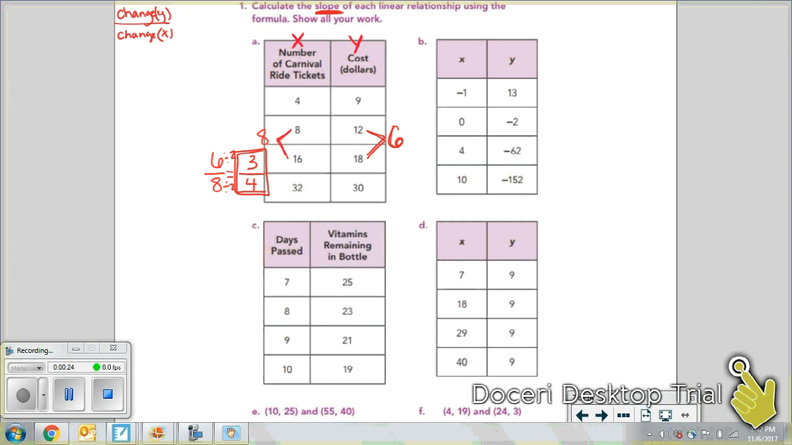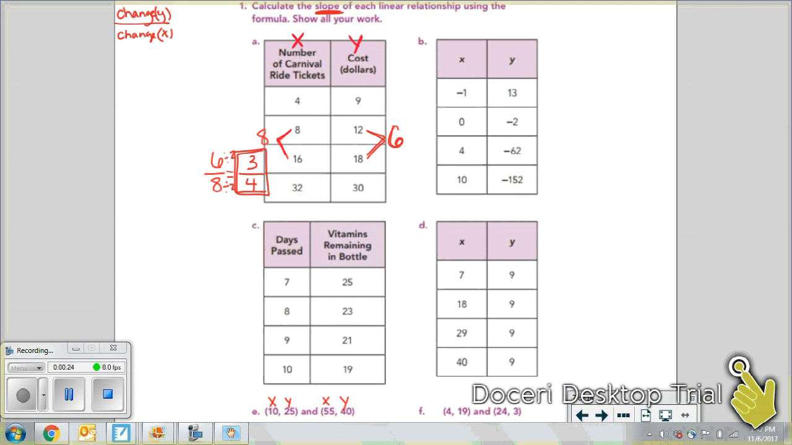If you look down at E, E and F have given you the ordered pairs already, but it's just like if it was in a table. Okay? So you need to, first of all, mark some things. On E, we have 10, 25. In an ordered pair, remember, X always comes first, Y always comes second. Same thing over here. X always comes first, Y always comes second.